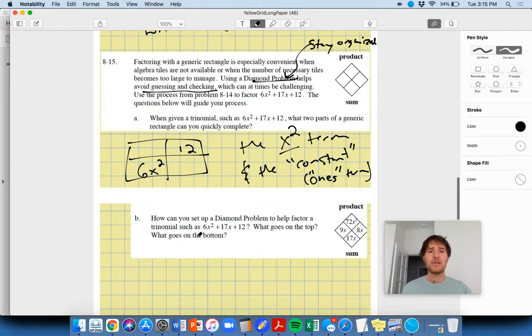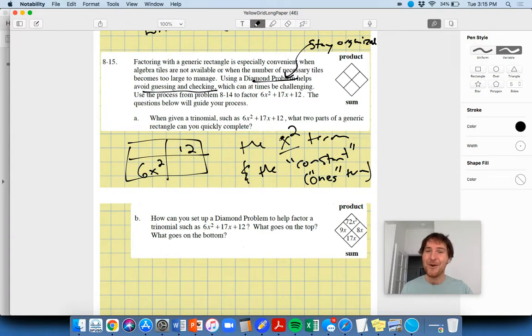And then it says, how can you set up the diamond problem to help you factor a trinomial such as 6x squared plus 17x plus 12? What goes on top? What goes on the bottom? Here's a little example. This doesn't connect to, well, actually, it does connect to this problem. This is the same thing here. Is this the one that I did? Did I mess this up when I did this in the video?